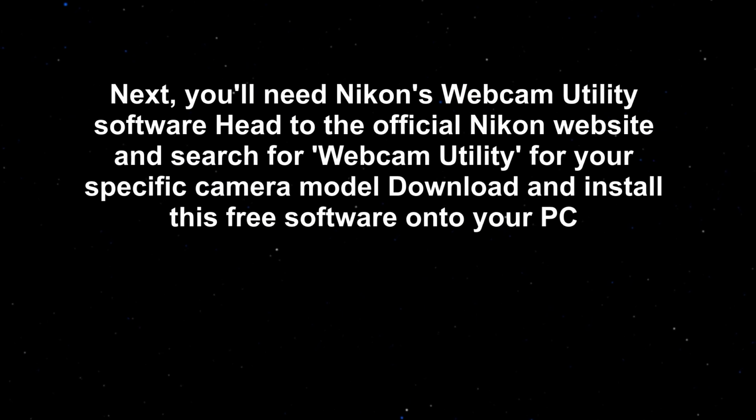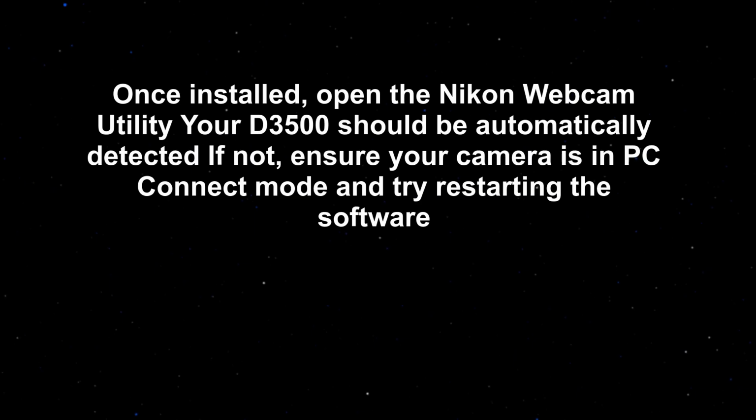Next, you'll need Nikon's Webcam utility software. Head to the official Nikon website and search for Webcam utility for your specific camera model. Download and install this free software onto your PC. Once installed, open the Nikon Webcam utility. Your D3500 should be automatically detected. If not, ensure your camera is in PC Connect mode and try restarting the software.